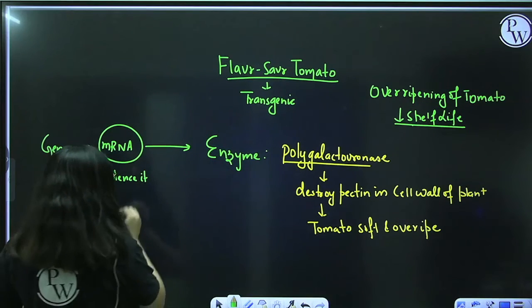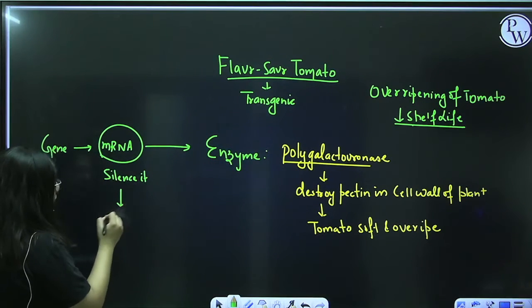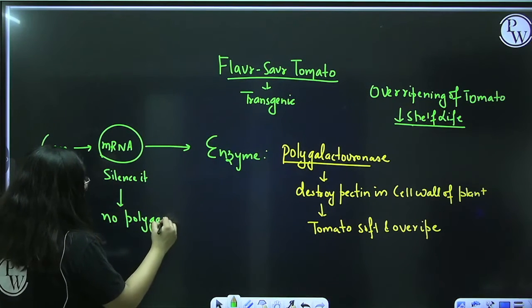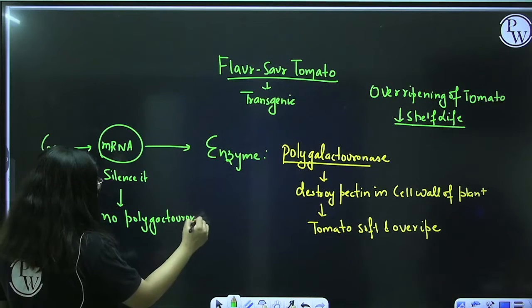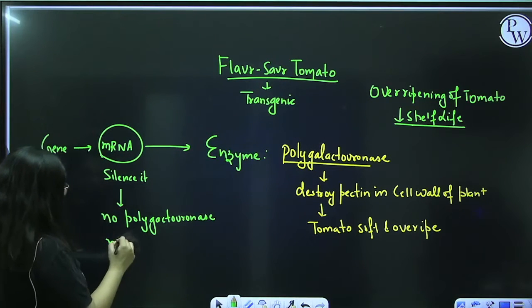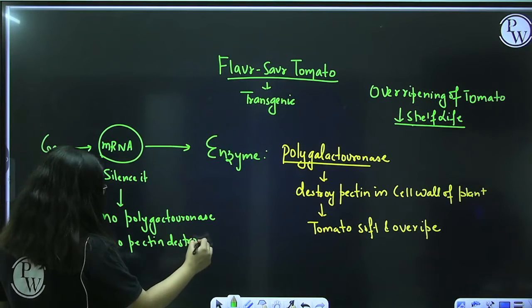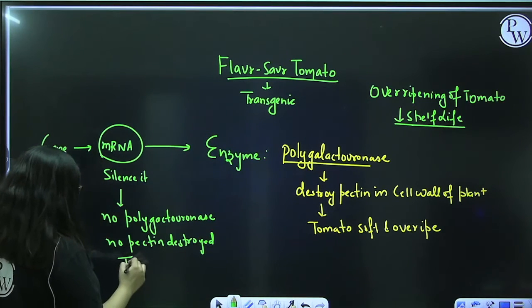So if the mRNA is silenced, then there will be no polygalacturonase, no pectin destroyed, and the tomato will be firm.